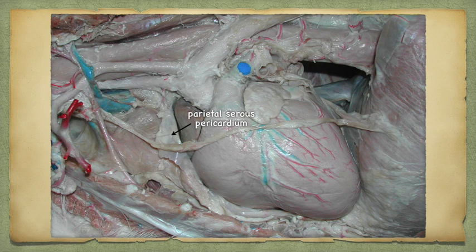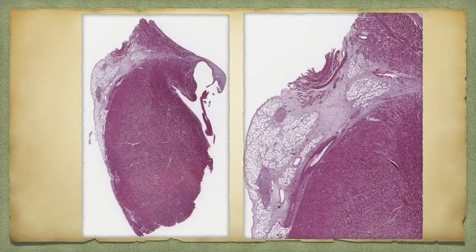So here's the outer wall of our pericardial cavity, which is the parietal serous pericardium, and on the heart itself is going to be the visceral serous pericardium, which is also known as the epicardium. We look at that histologically. We see here's the epicardium. We see within that epicardium we're going to have vessels and nerves and various amounts of adipose tissue.